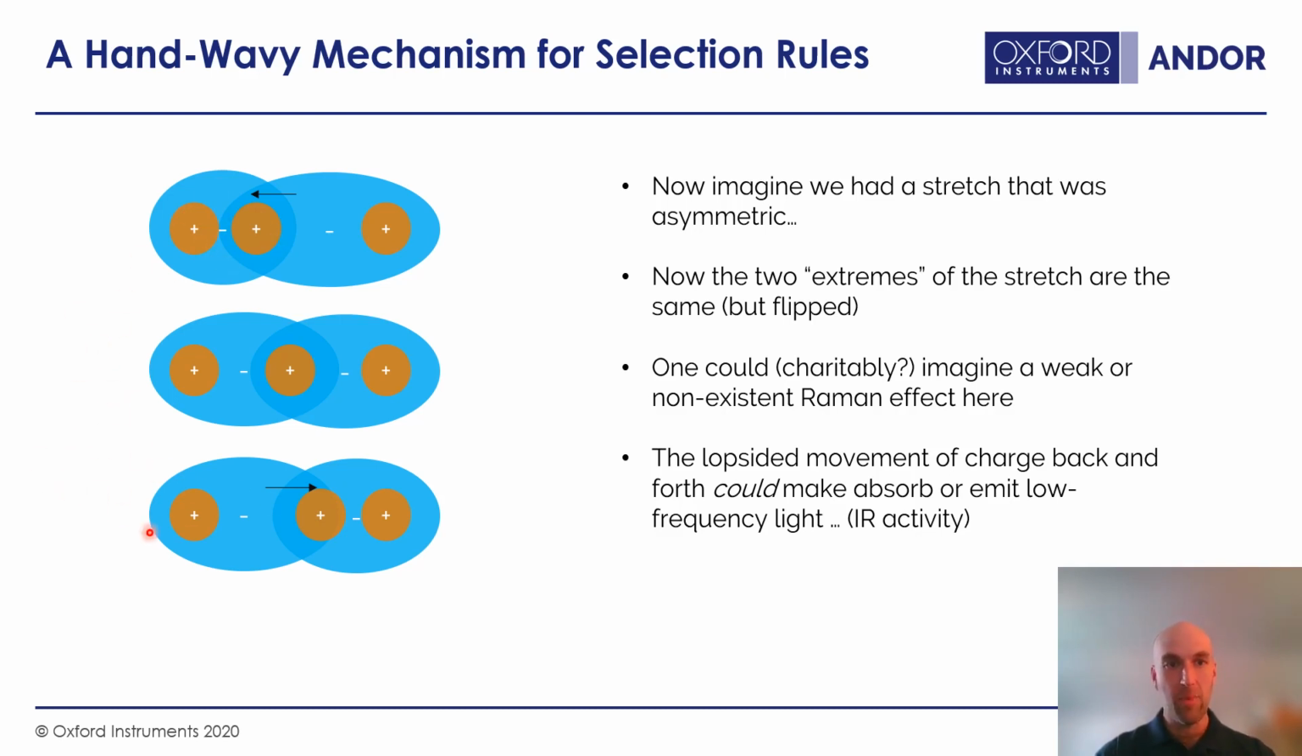But more to the point, here in our vibration, over the course of the vibration, we've had excess positive charge slosh that way. Then on this side, we have excess positive charge slosh the other way. So we have positive and negative charges going back and forth.